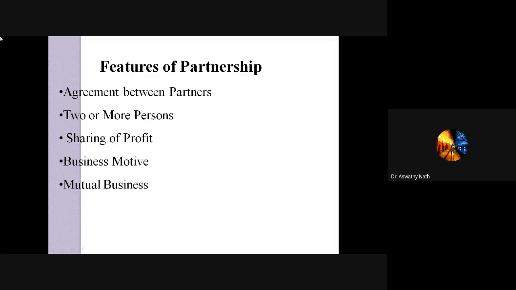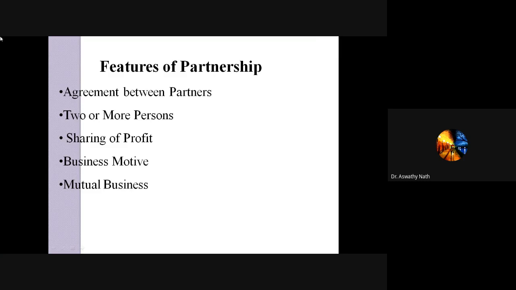And the second feature, two or more persons should be there. In order to manifest a partnership, at least two persons should be in the firm. So the minimum number of persons to form a partnership firm is two. And actually, there is a controversy regarding the maximum number of persons. According to the Companies Act 1956, the maximum number of members in a partnership firm is 10 in the case of banking companies and 20 in the case of non-banking companies.